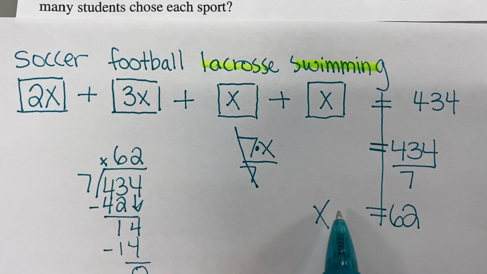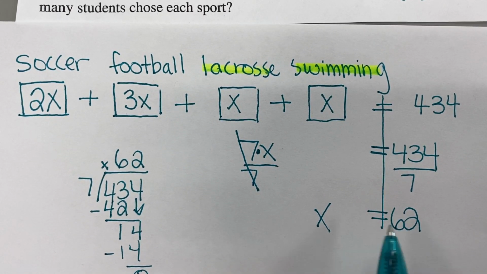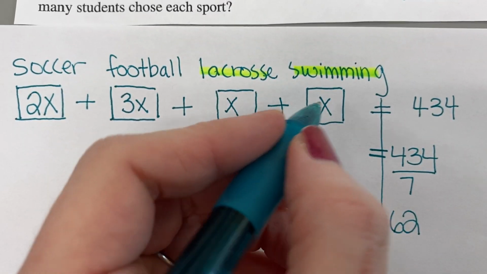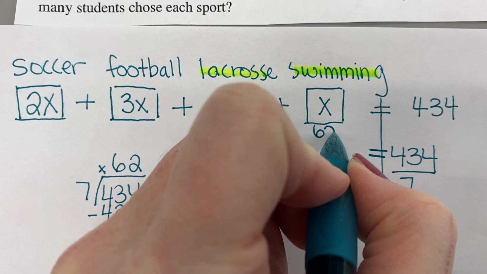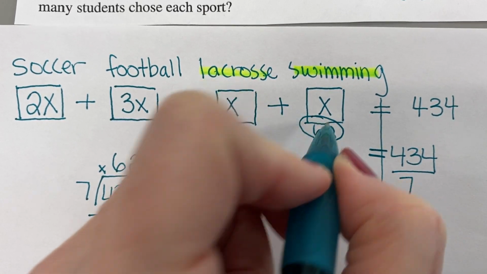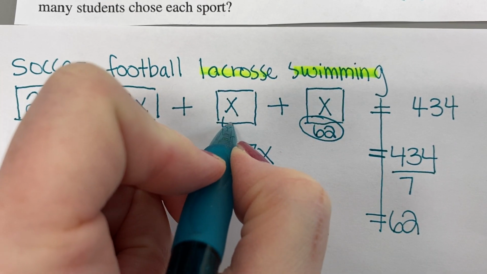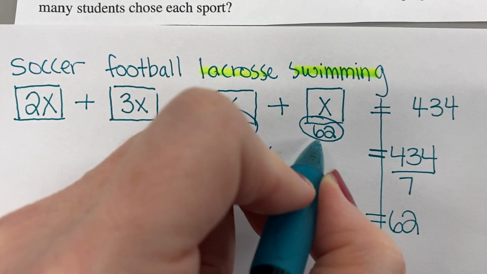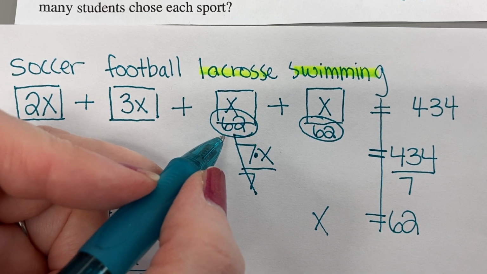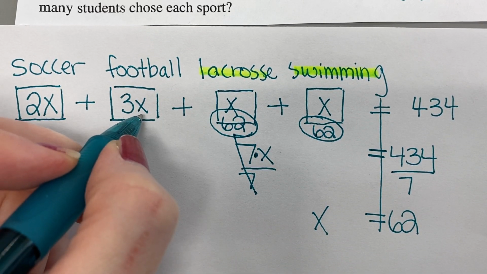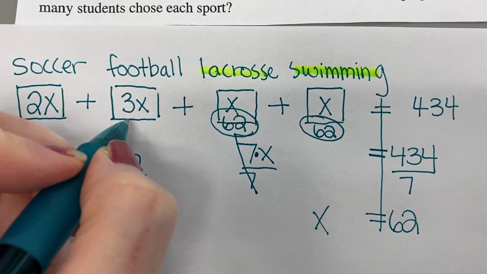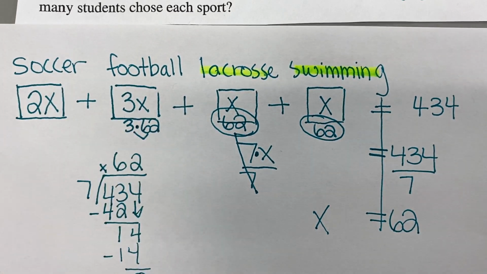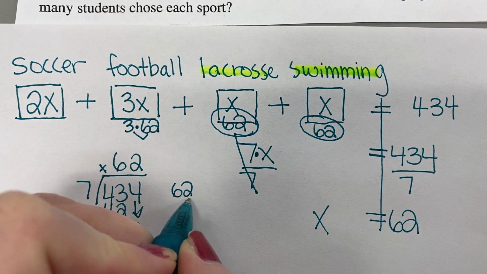Now what's so cool about that, once we know that x is 62, watch what happens up here. That means 62 students chose swimming. 62 students chose lacrosse. Remember, the same number chose lacrosse and swimming. Now we go over here, 3 times x. Now remember, x is 62, so 3 times 62. Let's see what that is. Let's do that here. 62 times 3.